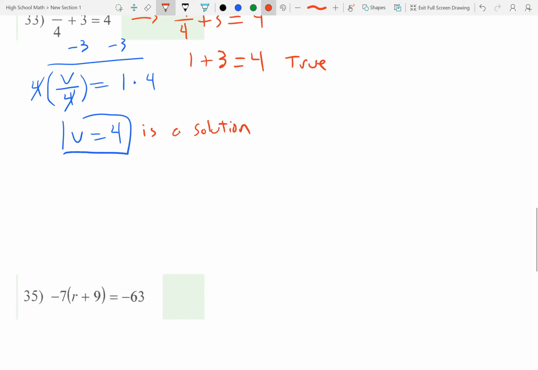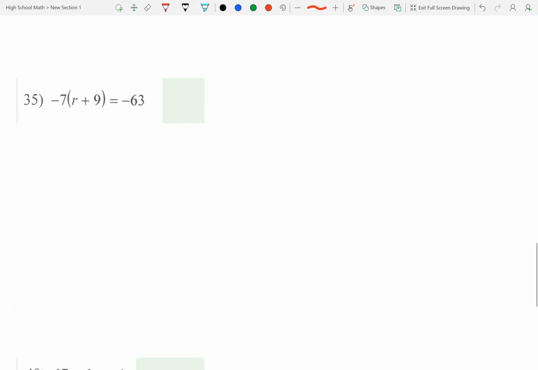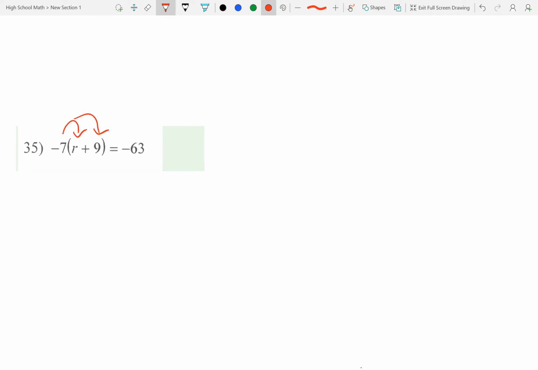We'll work one more problem. Let's see number 35 here. Here we have negative 7 times this parentheses. We should distribute, taking negative 7 and multiplying it by both terms in our parentheses. We have negative 7 times r. Negative 7 times plus 9 will be a minus 63 equals negative 63.